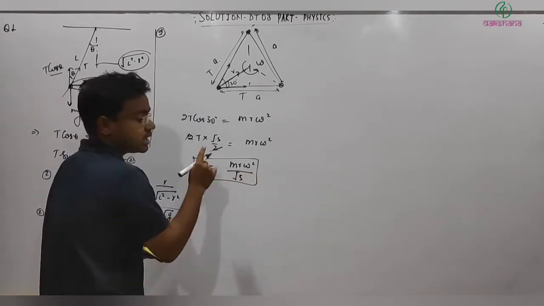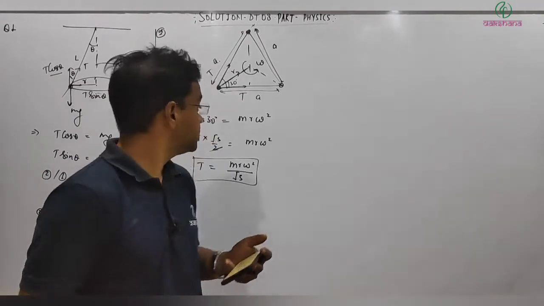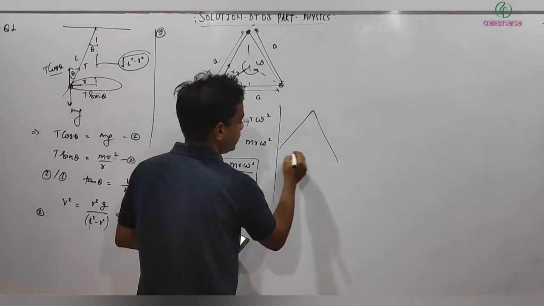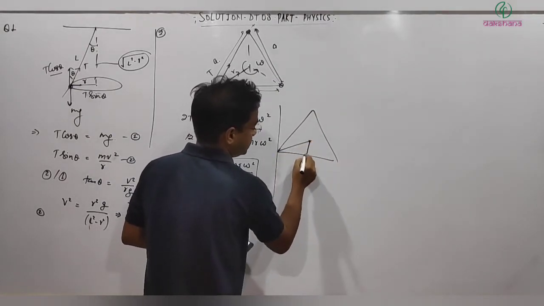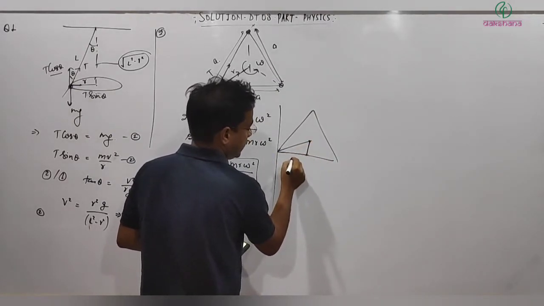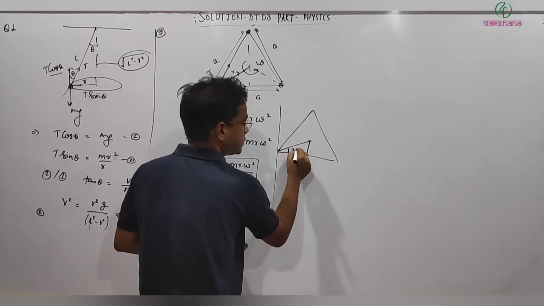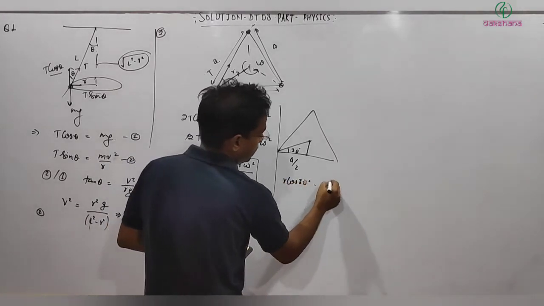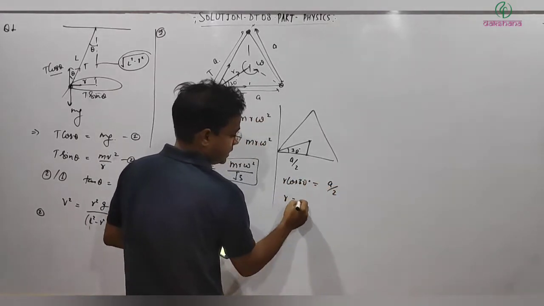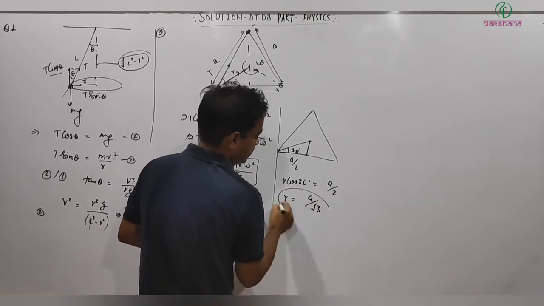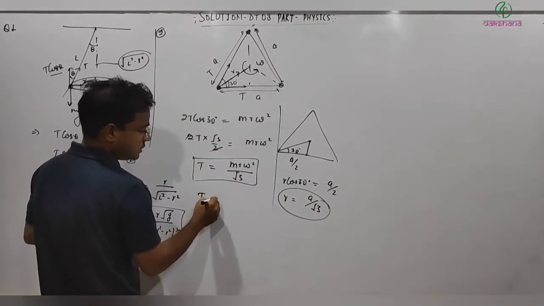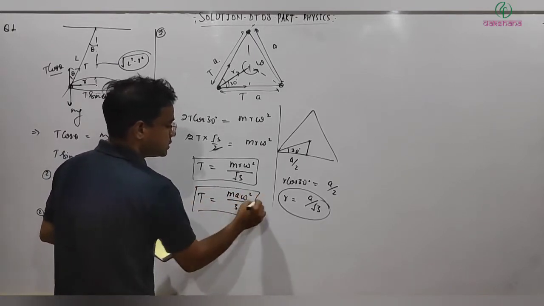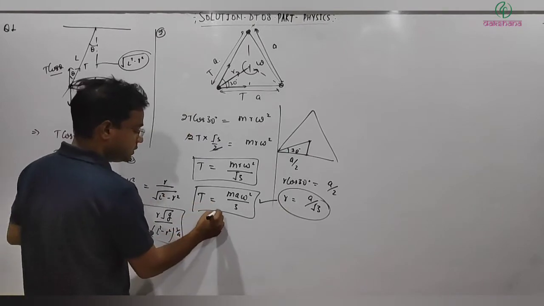But because I am not provided with r, I need to substitute r. Here is the triangle, and this side I know is equal to A by 2. This angle is 30 degrees, so I can write r cos 30 degrees equal to A by 2, which implies r is equal to A by root 3. Substituting it here, I get tension equal to m A omega square by 3. This is the answer to problem number 2, which matches option 3.